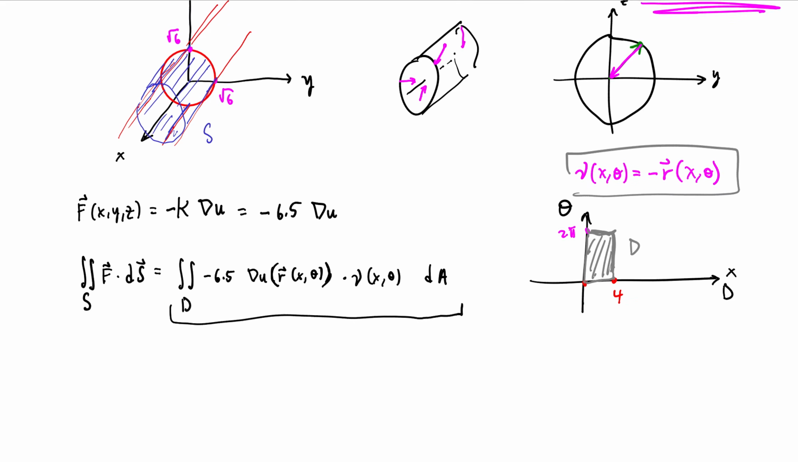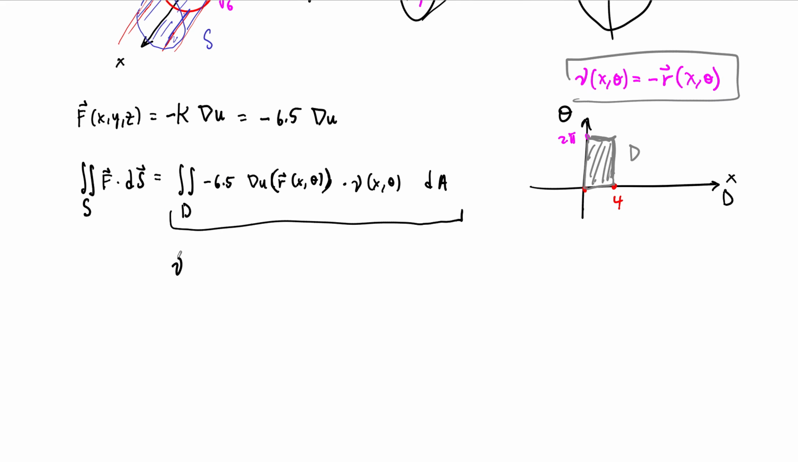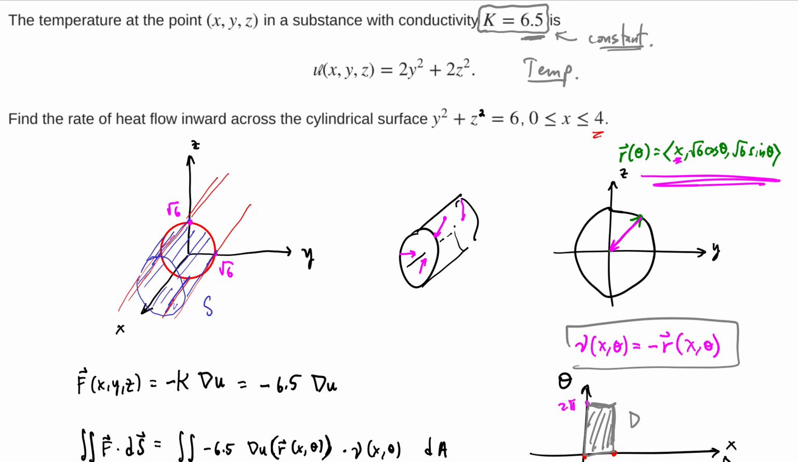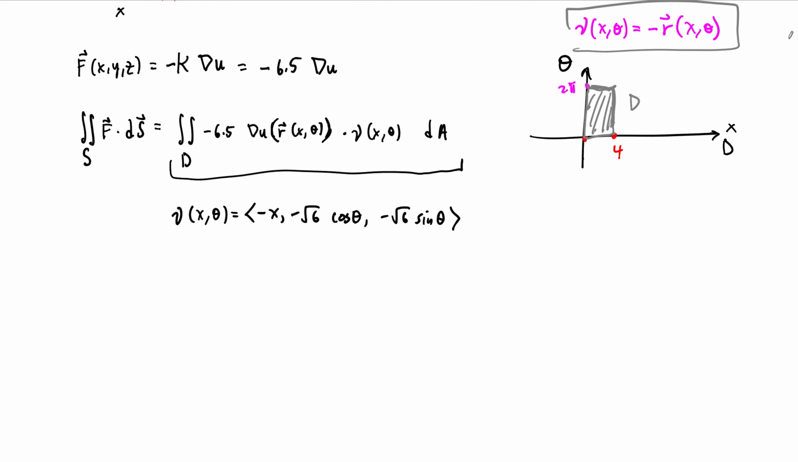All right, so let me just remind us what nu is. So nu of (x, theta) is equal to minus our vector r. So this is going to be minus x in the first component, and then the other two components don't depend on x, so it's going to be minus root 6 cosine theta, minus root 6 sine theta. So there's our normal vector. And then we need to take the gradient of our temperature function u and get the vector field, and then plug in these corresponding coordinate functions.